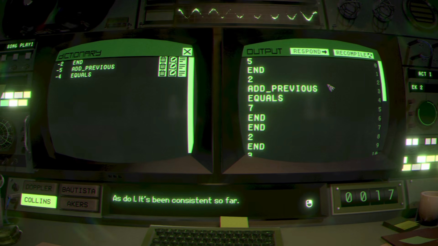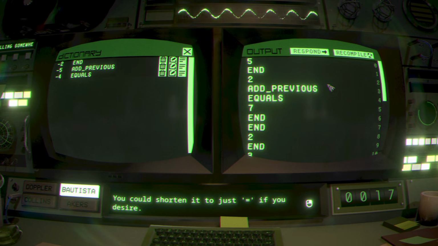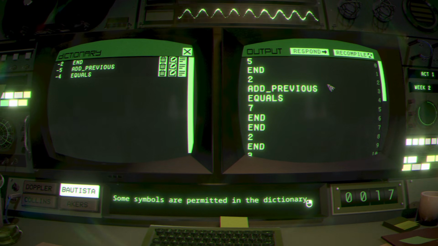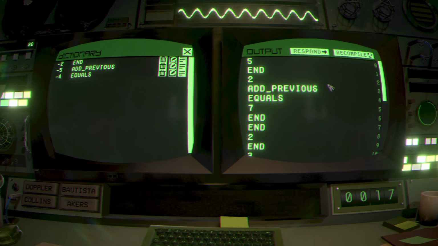As do I. It's been consistent so far. You could shorten it to just equals if you desire. Some symbols are permitted in the dictionary. I think I'll do words for now. Thank you, Dr. Bautista. I like the words. It looks cool.